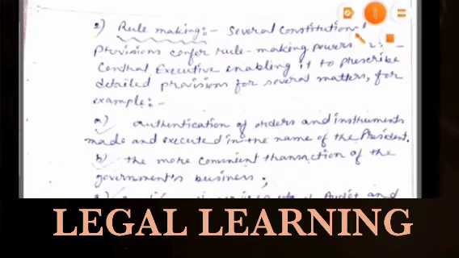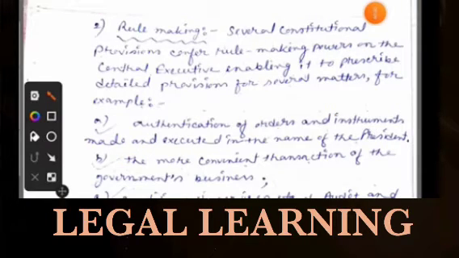Then comes the rule making power. Central rule making power. Constitutional provisions confer rule making power on the central executive. The rule making power is in the hands of the central executive. There are two kinds of executive: state executive and central executive. Enabling it to prescribe detailed provisions for the several matters.